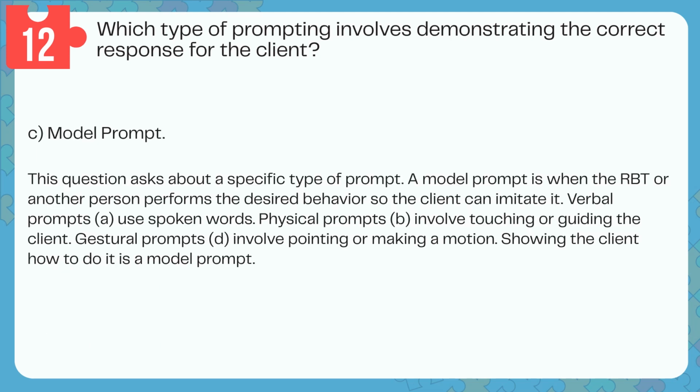Answer: C. Model prompt. This question asks about a specific type of prompt. A model prompt is when the RBT or another person performs the desired behavior so the client can imitate it. Verbal prompts: A. Use spoken words. Physical prompts: B. Involve touching or guiding the client. Gestural prompts: D. Involve pointing or making a motion. Showing the client how to do it is a model prompt.